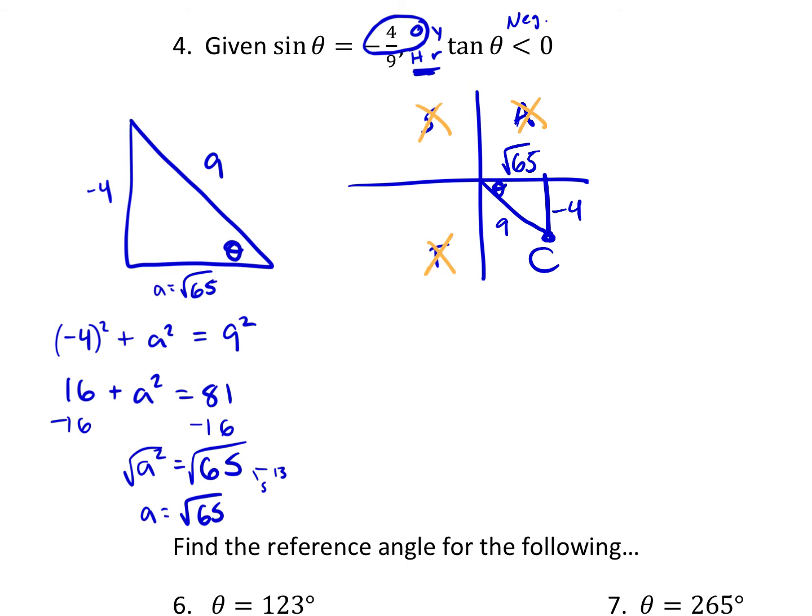So let's find our remaining trig functions. We already know what sine is. Cosine of theta would be what? So again, SOHCAHTOA. Perfect. Adjacent over hypotenuse. So we could either use this triangle or this one. Just depends on how you want to look at it. Adjacent would be square root 65 over our hypotenuse, which is 9.